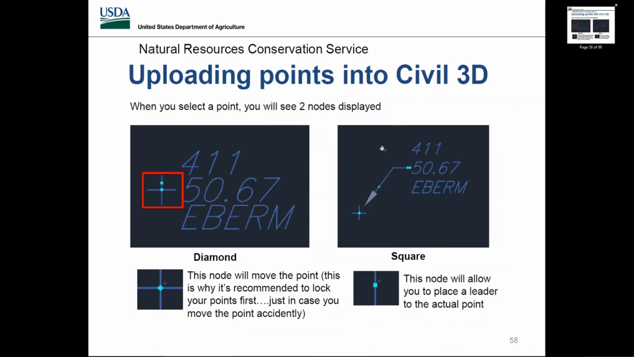When you select a point, you'll see two different grips displayed. One is a diamond, and basically this will move the point. This is why it's recommended to lock your points first, just in case you move a point accidentally. And the square is actually a leader that you can pull out if you have multiple points in a location and want to see what's going on. You can actually put a leader on that existing point.